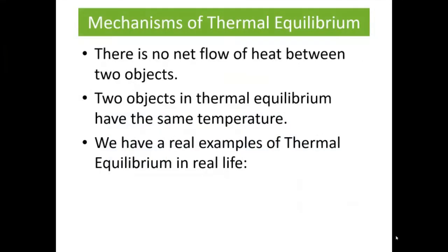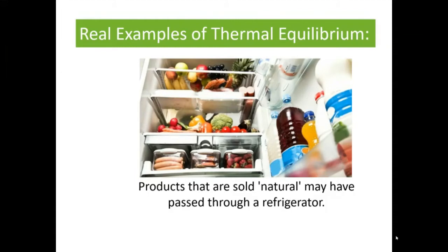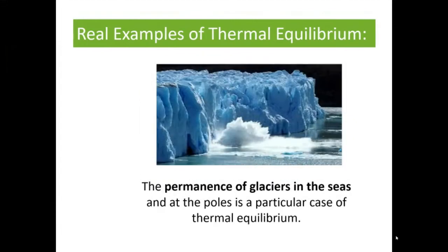So, in terms of mechanisms ng thermal equilibrium, there is no net flow of heat between two objects. Two objects in thermal equilibrium have the same temperature, and we have a real example of thermal equilibrium na nakikita natin sa araw-araw. Just like for example, measuring body temperature through the use of thermometer. Products that are sold natural may have passed through a refrigerator, and I think this is the last example, the permanence of the glaciers in the sea and at the poles is a particular case of thermal equilibrium.